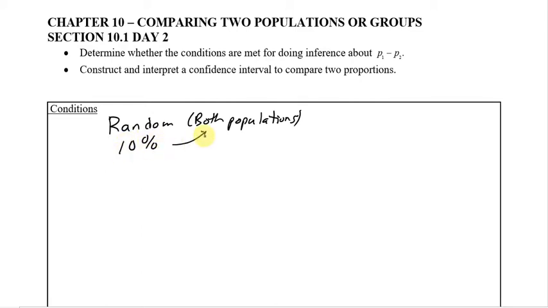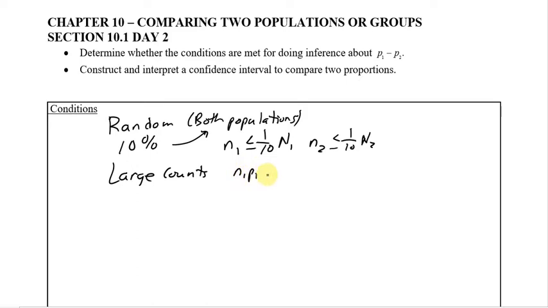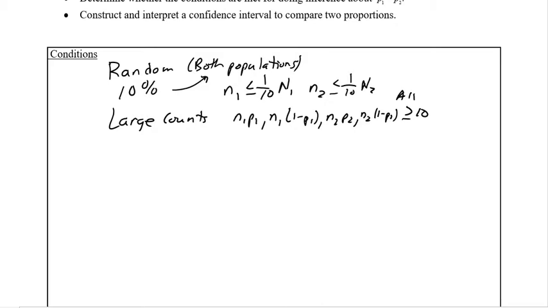Both populations have to meet the 10% condition. So of course N1 has to be less than or equal to 1/10 of capital N1, and N2 has to be less than or equal to 1/10 of capital N2. And then large counts: N1 P1, N1 (1 minus P1), N2 P2, and N2 (1 minus P2) all have to be greater than or equal to 10. We talked about that a little bit in the last video. Now we know that on the AP test conditions will be met. We just have to show that they are.